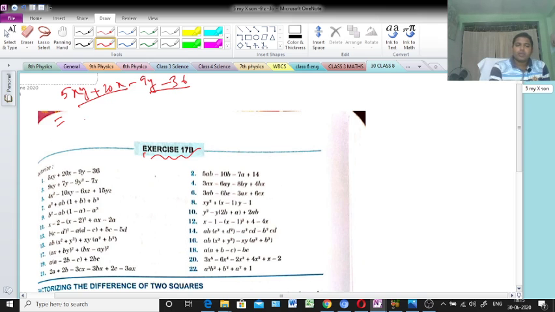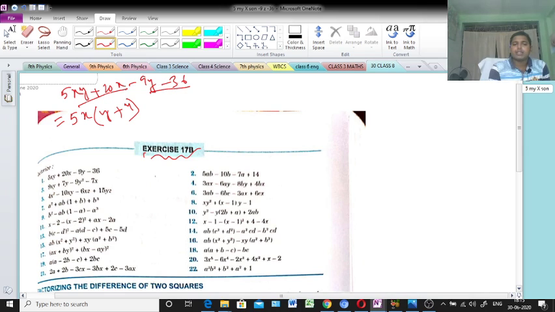Concept clear? Now we will take common. So 5 common and x common. After taking common, what do we get? Here y plus, and from 20 we have taken 5, so 4 will come, because 5 times 4 is 20. And x is already taken. So here it is y plus 4. Okay? Next.